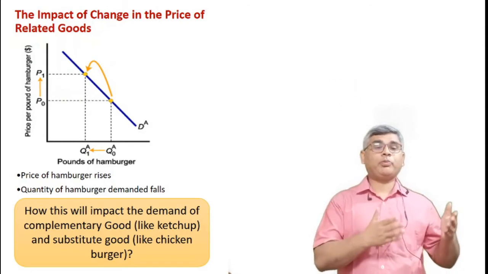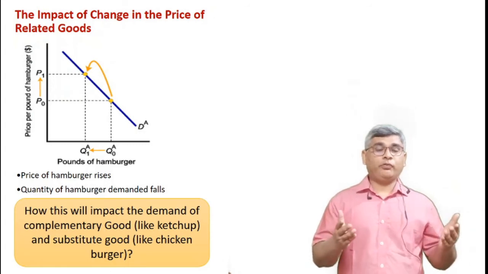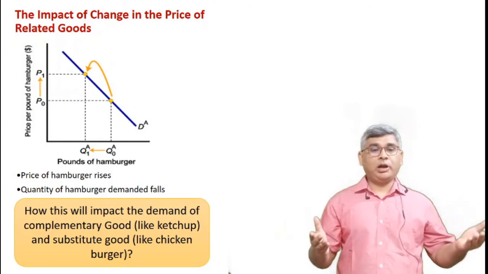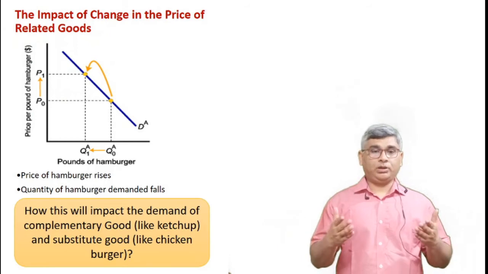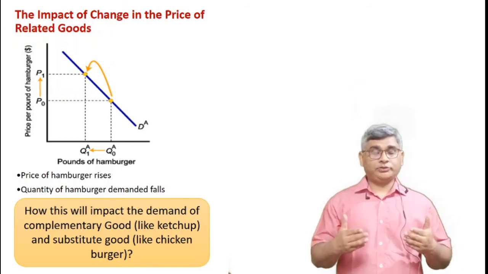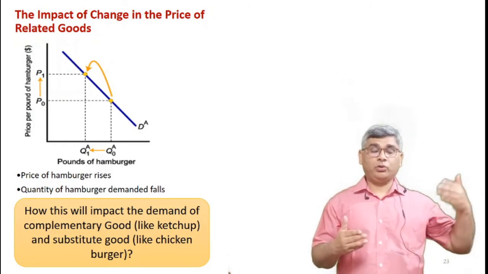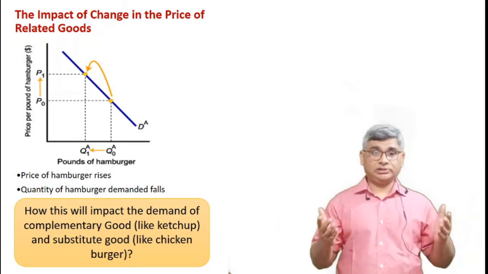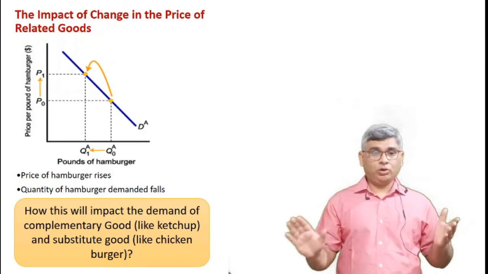So complementary products, if you just revise, are those products in which the demand of one is directly proportional to the demand of the other. Higher the demand of the hamburger, higher will be the demand for the complementary good. And for the substitute good, it is vice versa. That is, if the price of a good is higher, then the demand for the substitute good will increase. So that is the difference, and that we have seen when we have discussed the different types of goods.